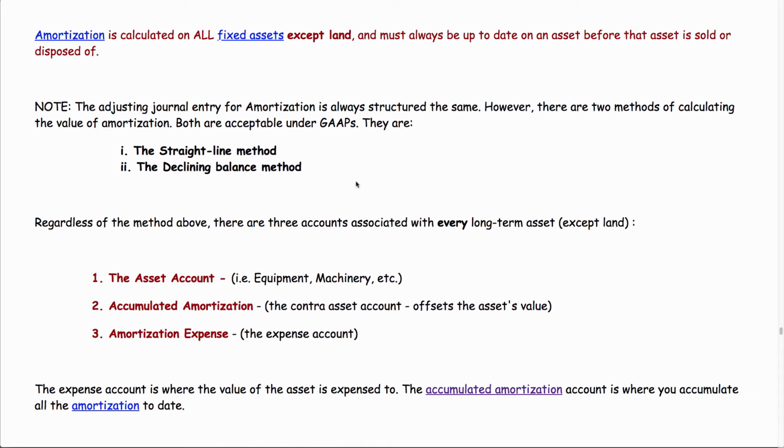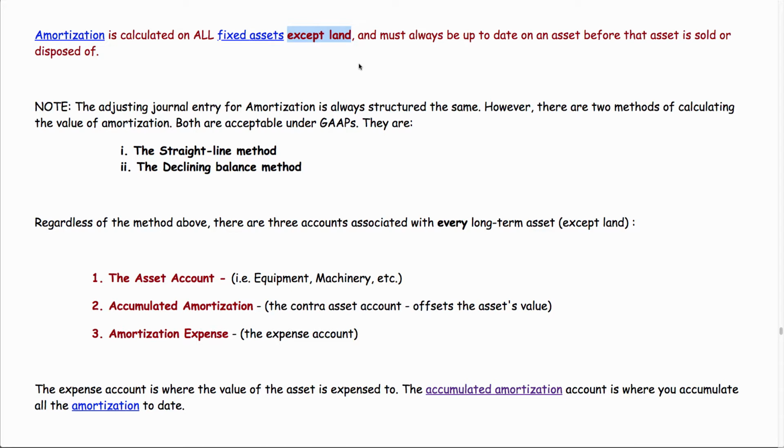You do it for every fixed asset, except land, because essentially it's for any long-term asset that has a definite life. In other words, you know how long it will live, or you can reasonably estimate. So land, you can't. It may last forever. It will certainly exceed probably the length of the business's existence, certainly our existence. So you don't amortize land, but everything else you will amortize.